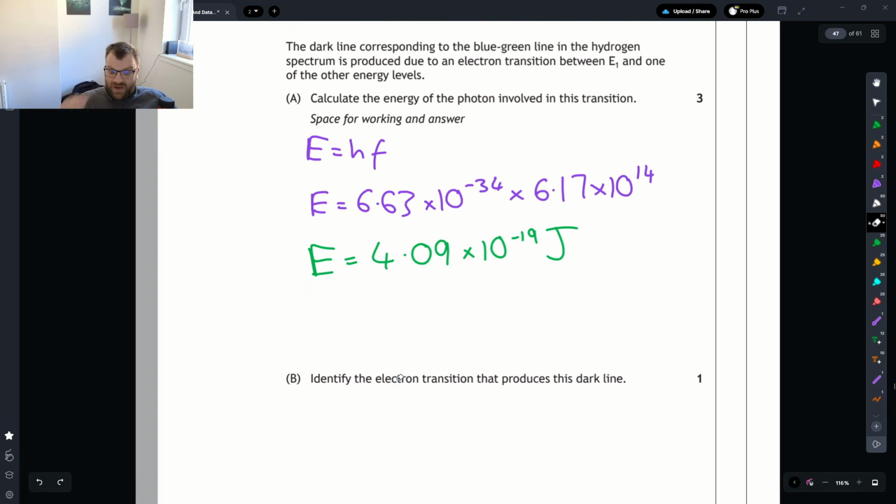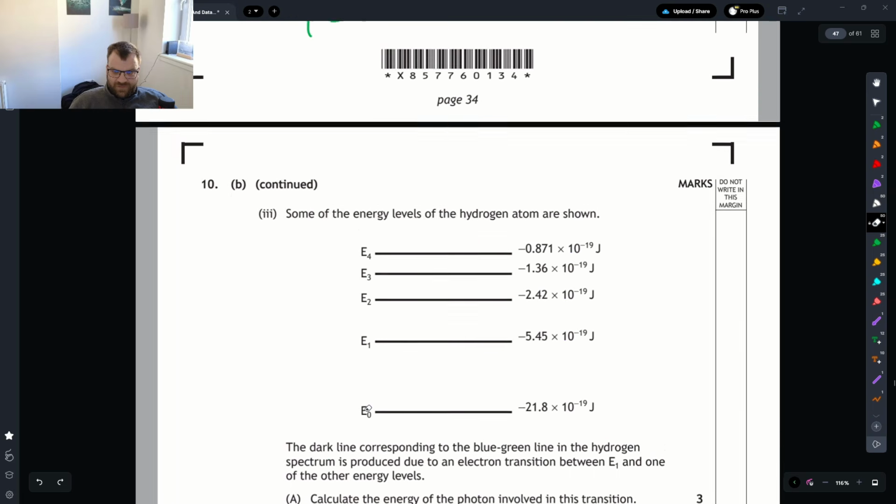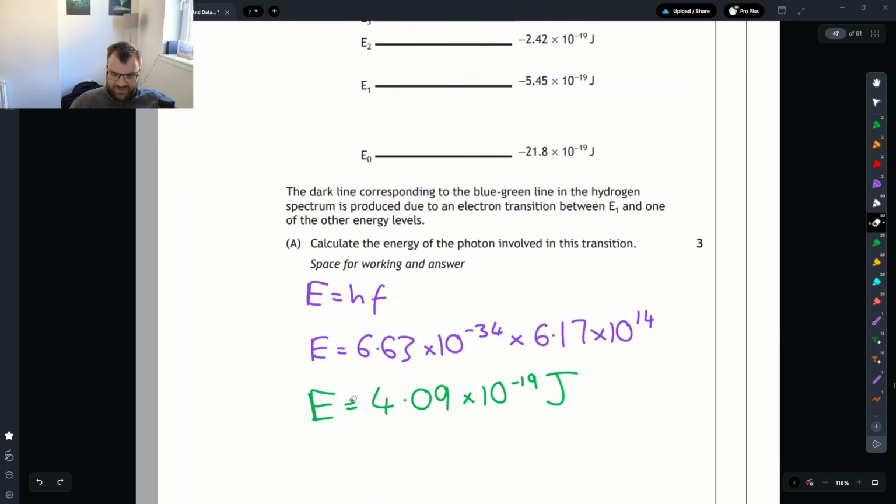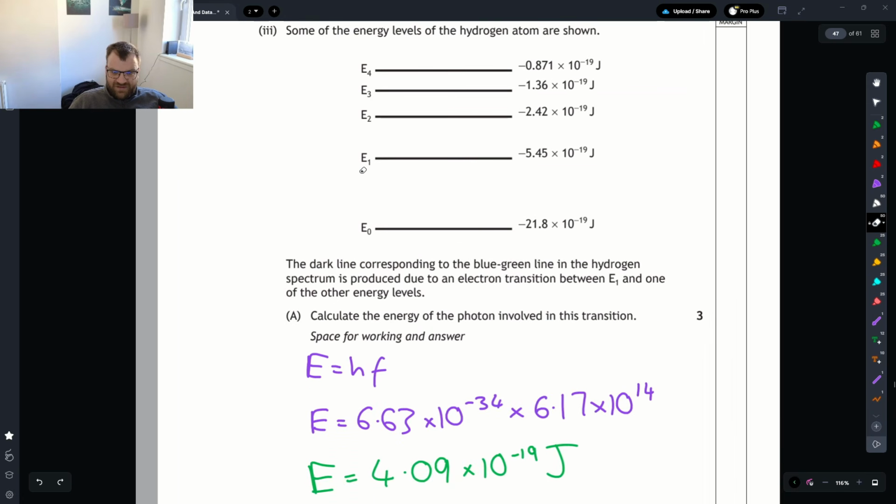Straightforward one with that. We're asked to identify the electron transition that produces this dark line. Well, that's got to have been the energy absorbed. And because we're talking here about promotions, where they're moving up, energy is absorbed and an electron's moving up, so it's going to have to be from energy level 1 up. So it can only be 2, 3, or 4.